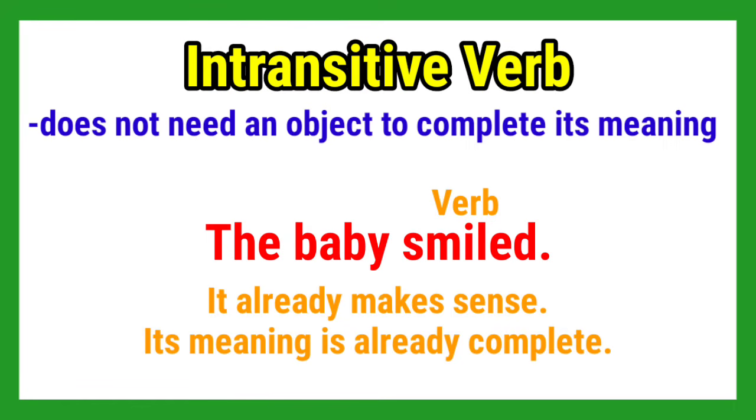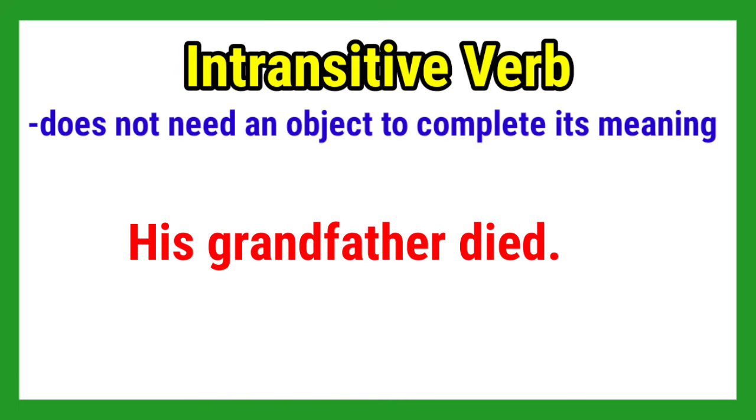If you try to ask, the baby smiled what? Or the baby smiled who? Does it even make sense? No, because it no longer needs an object, right? That is why the verb smiled is an intransitive verb. Another example. His grandfather died. The verb in this group of words is died.